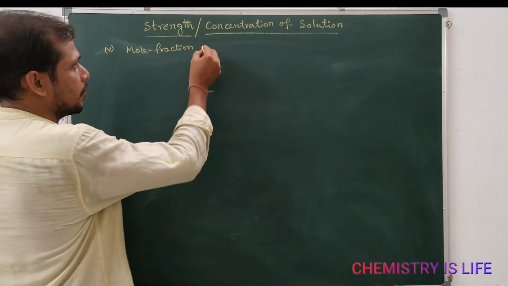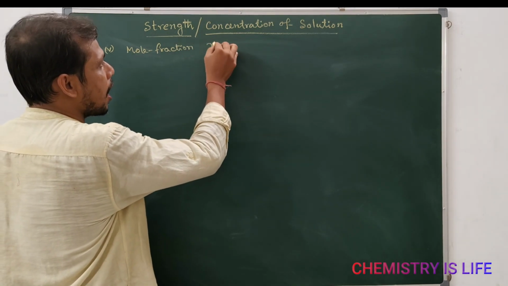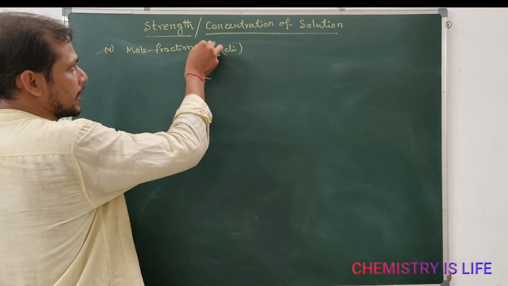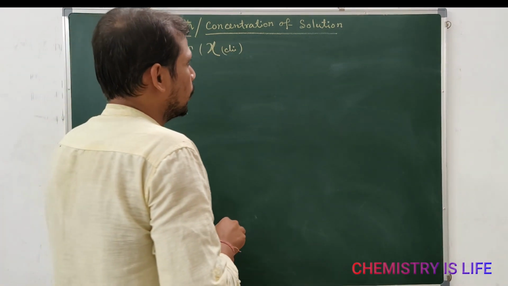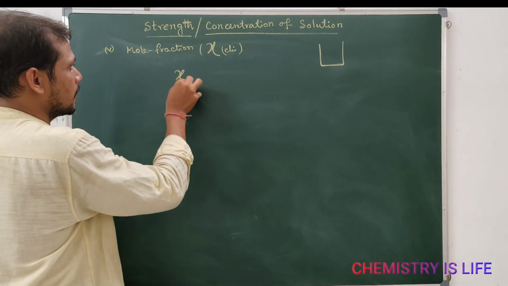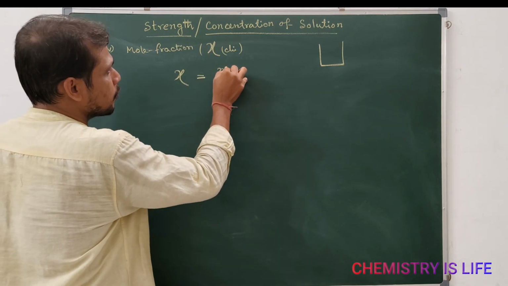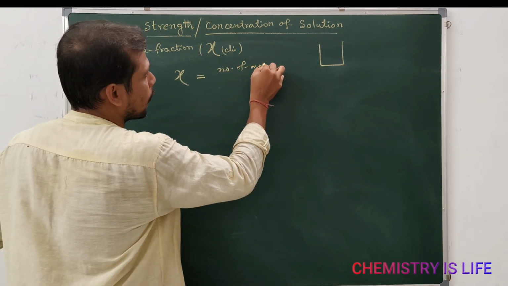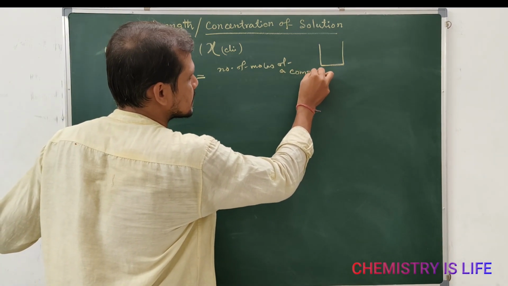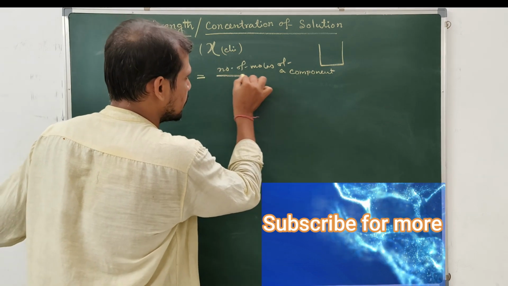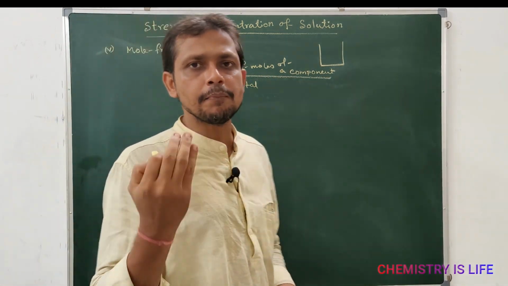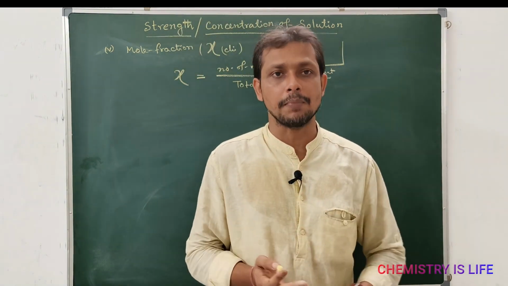It is represented by chi. This is called chi. It is not x, this is chi. So what is the mole fraction? Mole fraction is the number of moles of a component, that is solute or solvent, divided by the total number of moles. So it is the ratio of the number of moles of a component to the total number of moles.